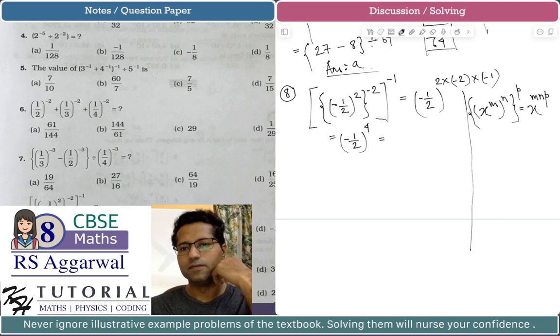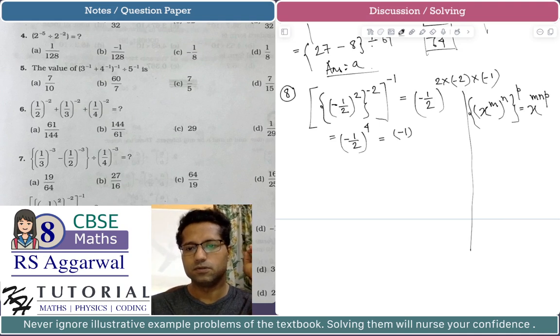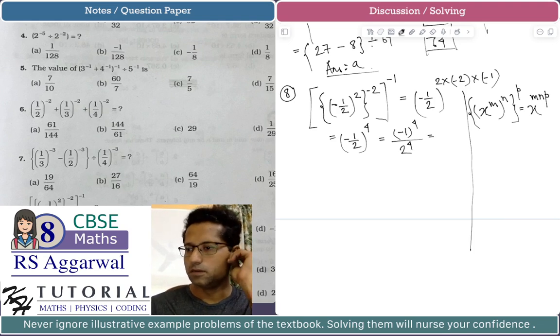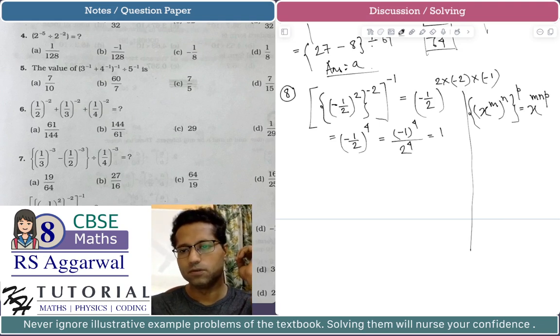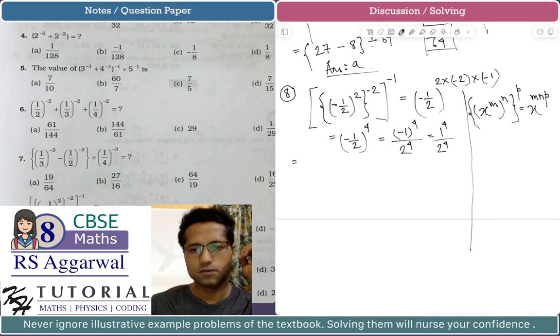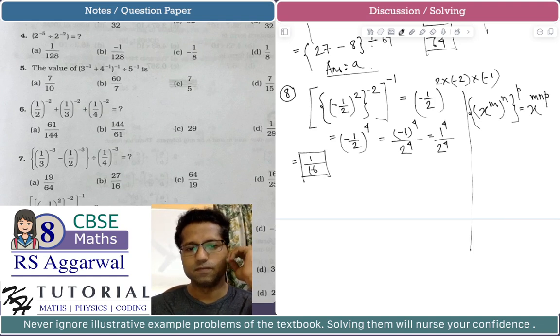So now I will break up the exponent into the rational form. This will be minus 1 to the power 4 divided by 2 to the power 4. Now minus 1 raised to the power 4, the base minus 1 is negative, but the power is even, so it will be 1 to the power 4 divided by 2 to the power 4, and this is nothing but 1 by 16. So 1 by 16 is the value, and the correct choice is A.